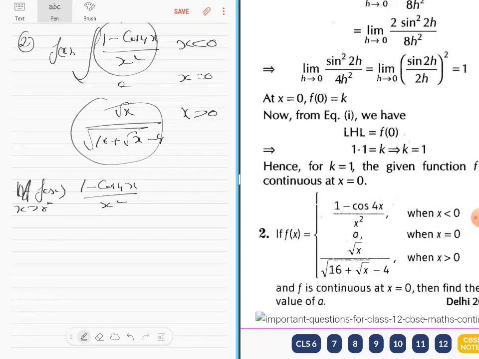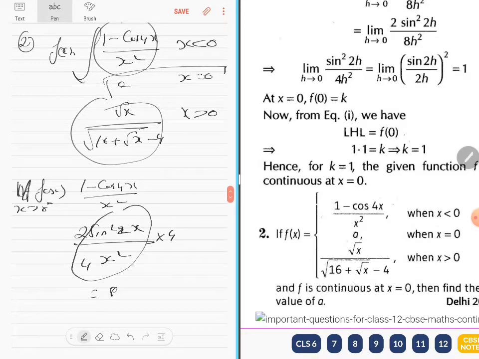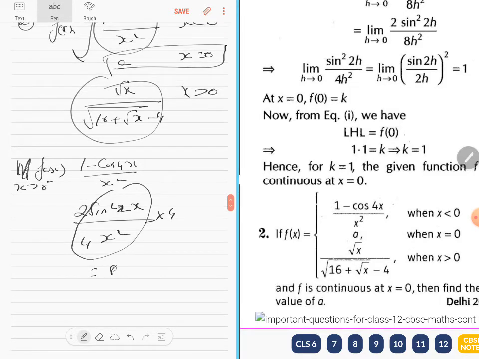1 minus cos 4x is 2 sin square 2x. You have only x square, but ideally you need a 4x square. So multiply and divide by 4. So this becomes 1, and 4 twos are 8. Thus a is equal to 8, the middle one. At that point, the left limit should be equal. So therefore I can write a is equal to 8. I don't need to solve the right limit at all. There is no necessity here.